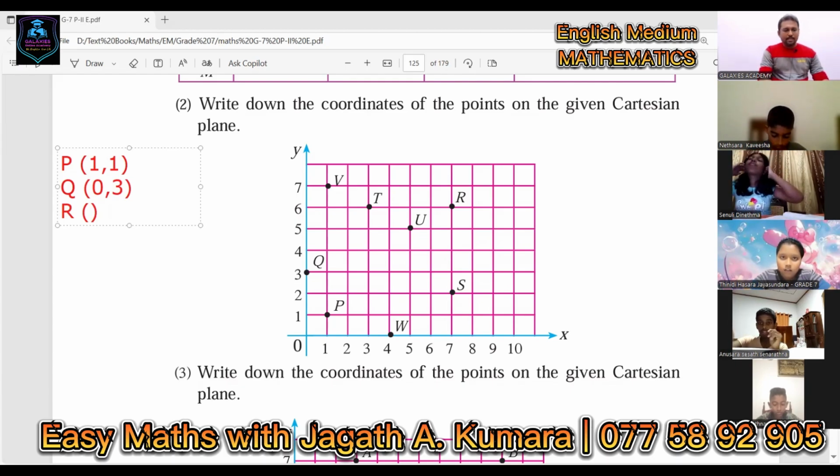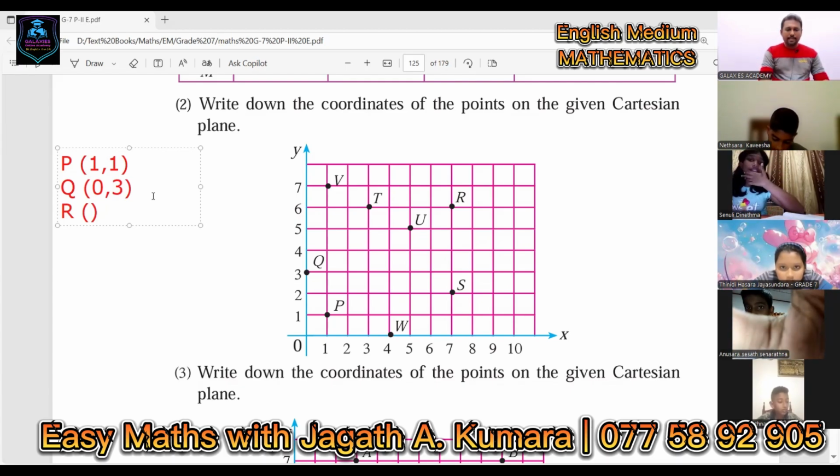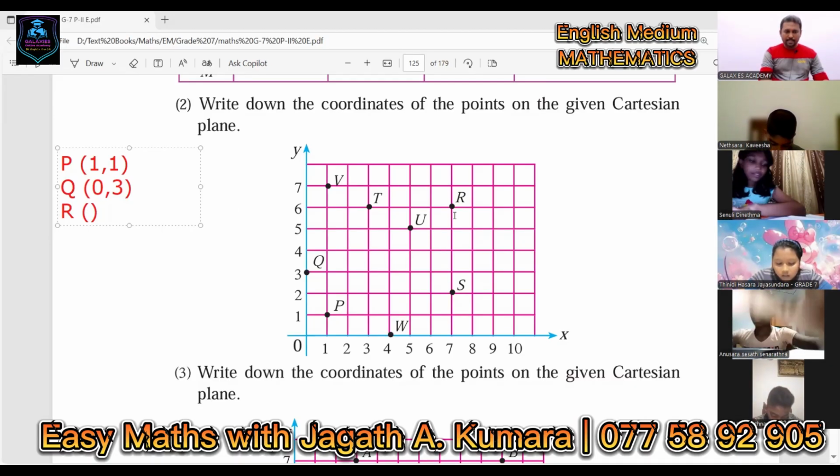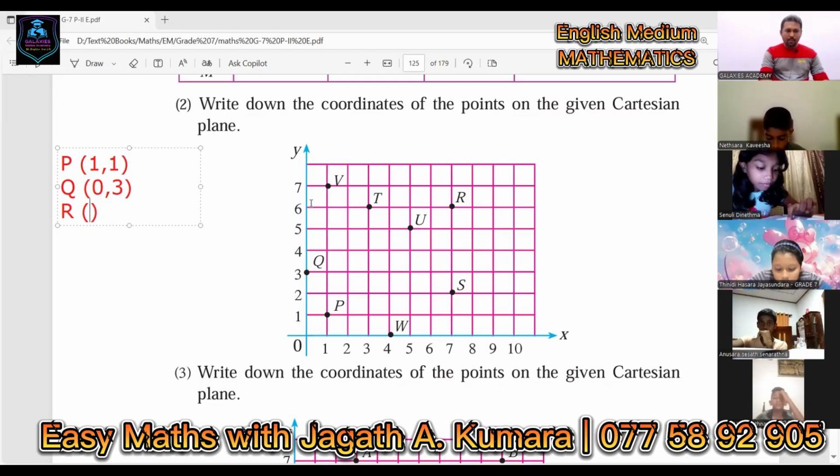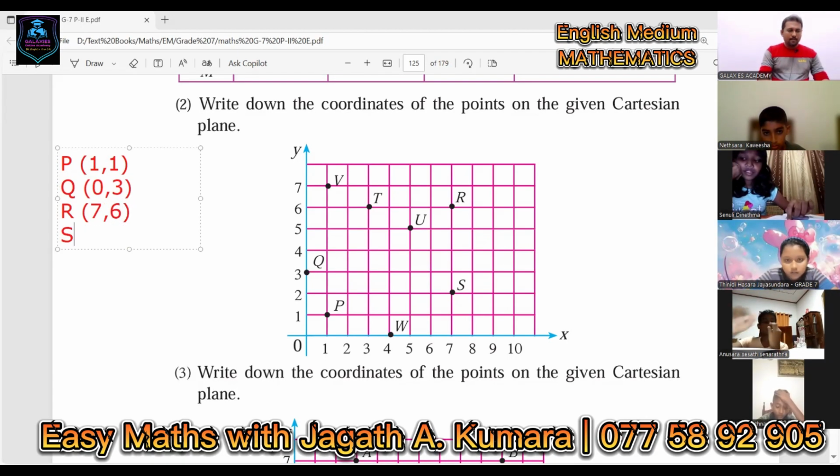Anusar, can you give the answer for R coordinates? 7, 6. Yes. First you can check the x coordinate 7, y coordinate 6. So the coordinates of the point are 7, 6. Then we can go to check the coordinates of S.